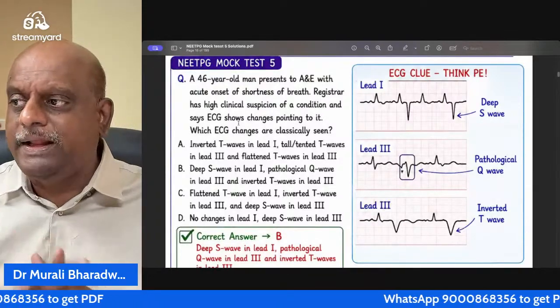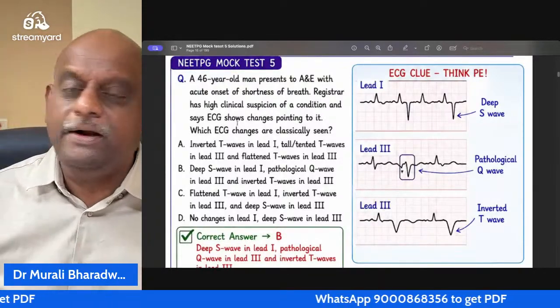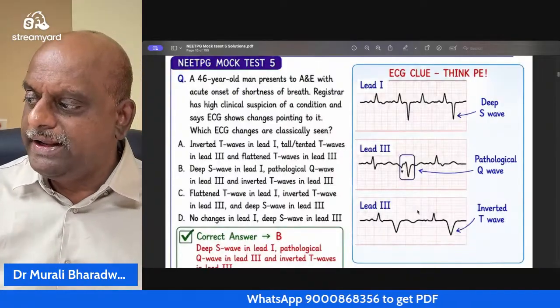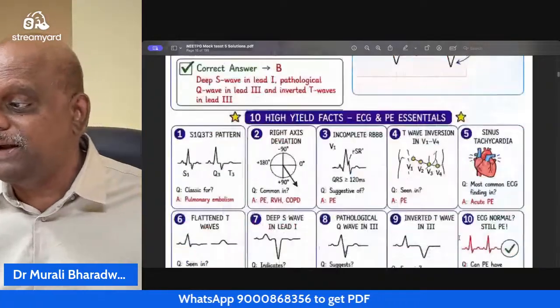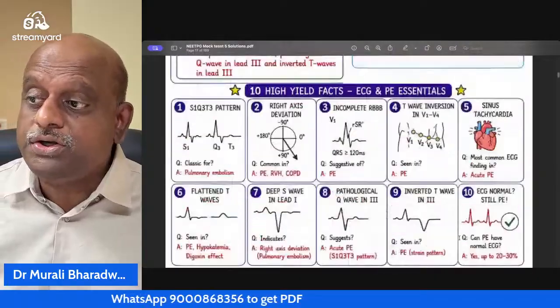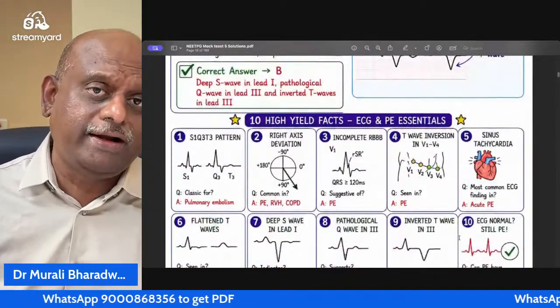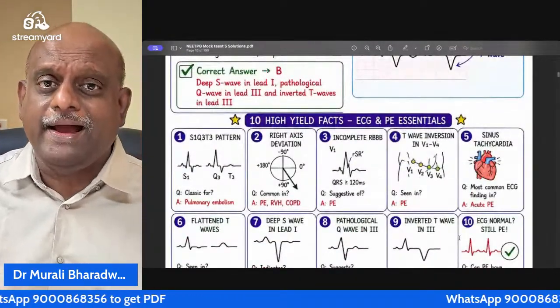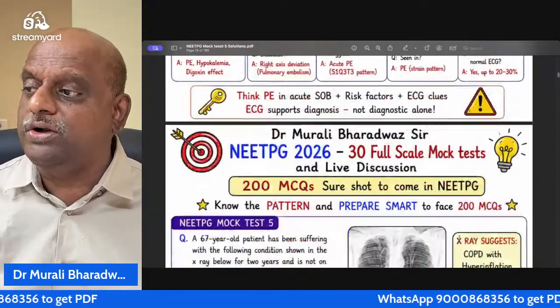46-year-old with shortness of breath. What is the classical pattern, doctor? S1, Q3, T3. You should not forget. But the most common finding is not S1, Q3, T3. It is sinus tachycardia, which is the most common finding. This is what you have to remember.